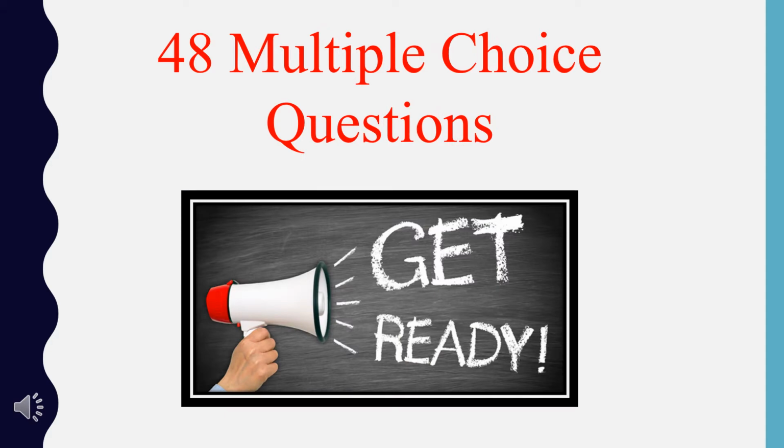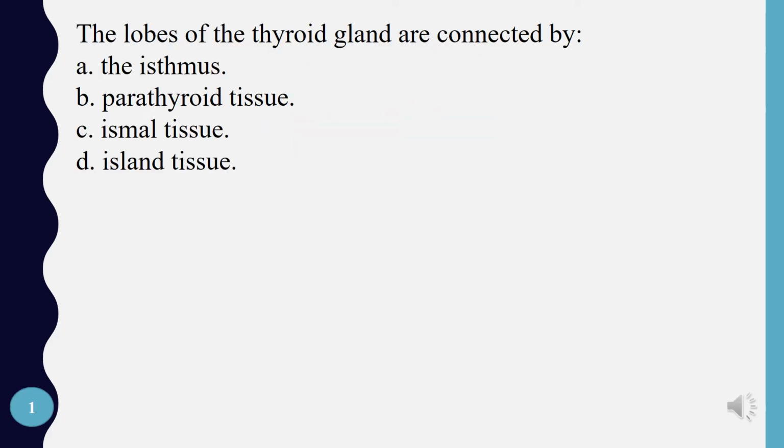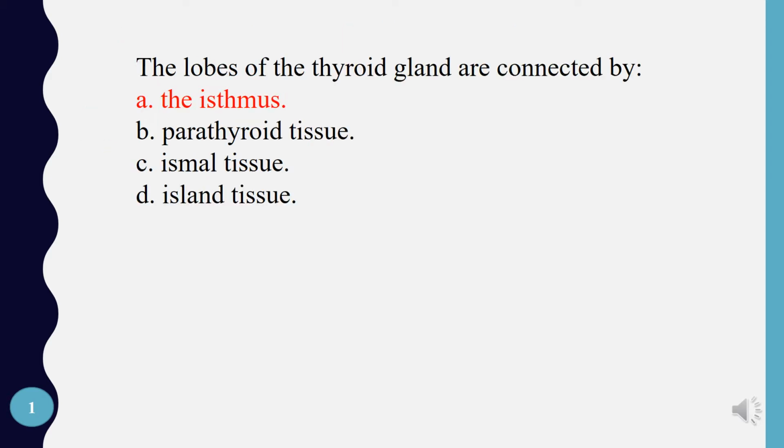There are 48 multiple choice questions in this video. Ready? The lobes of the thyroid gland are connected by A. The isthmus. B. Parathyroid tissue. C. Isthmal tissue. D. Island tissue. The answer is A. The isthmus.